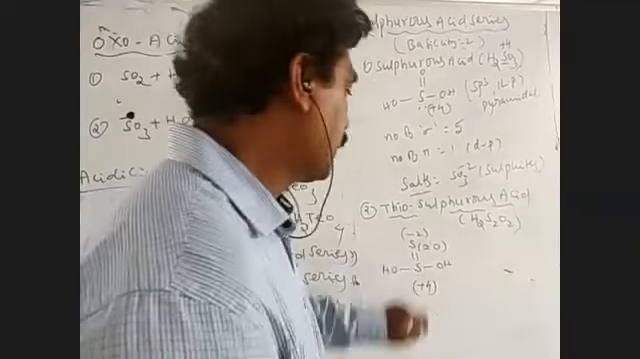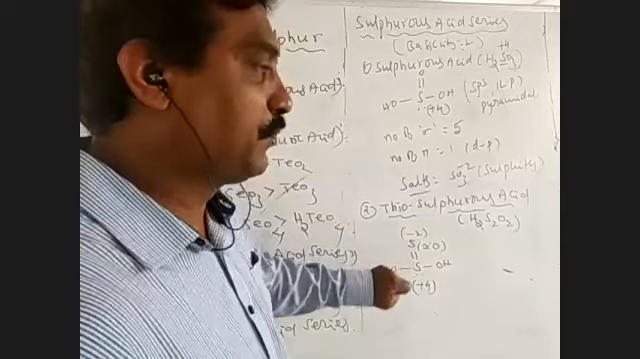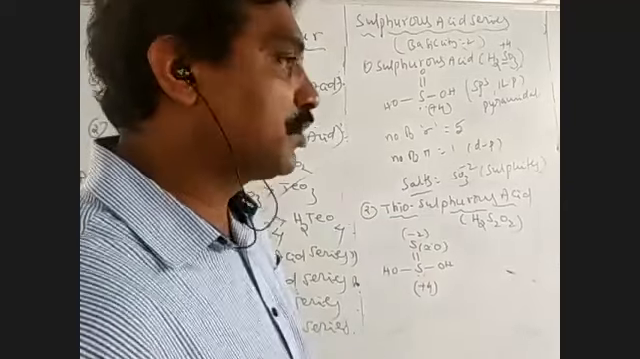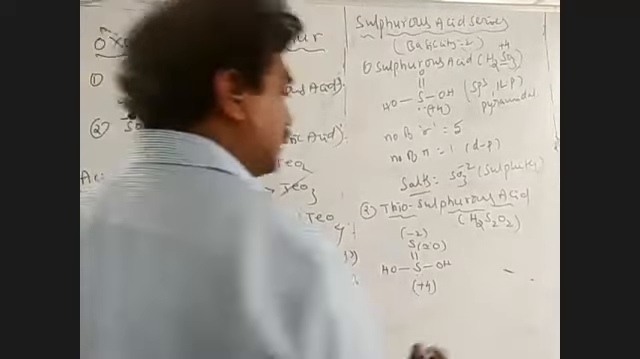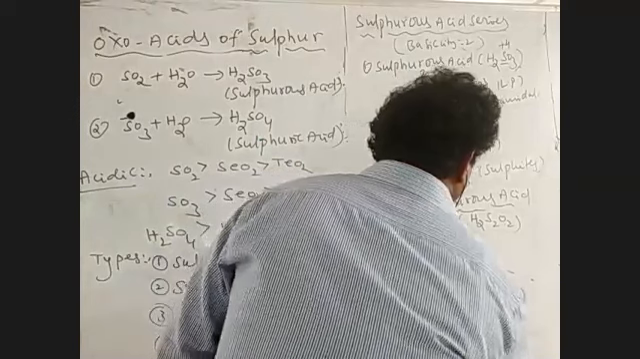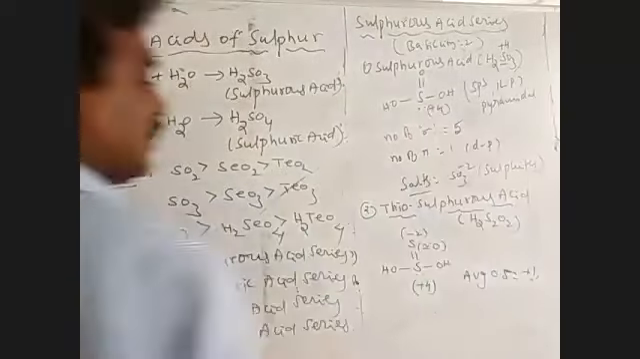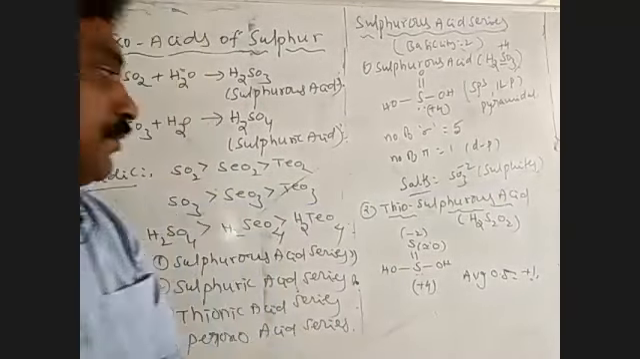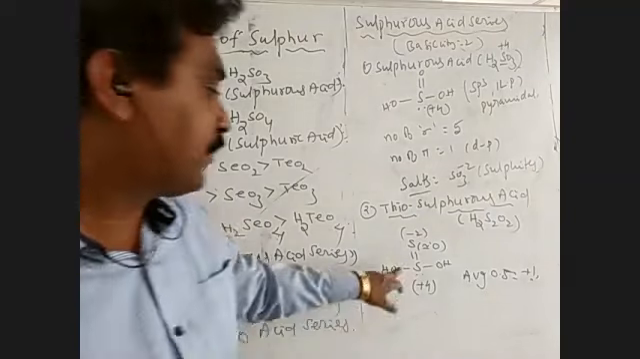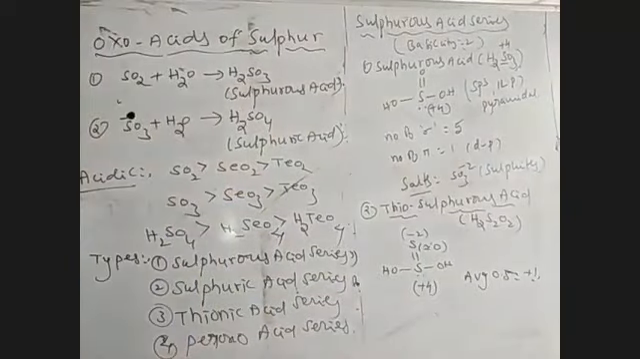There are two sulfur atoms. One is called the terminal sulfur, having a -2 oxidation state. This is the central sulfur, having a +4 oxidation state. Therefore, the average oxidation state of sulfur is taken as +1. In thiosulfurous acid, there are two types of sulfur atoms: one with +4 oxidation state and another with -2.